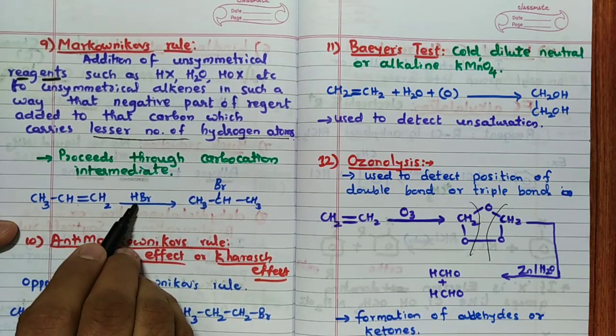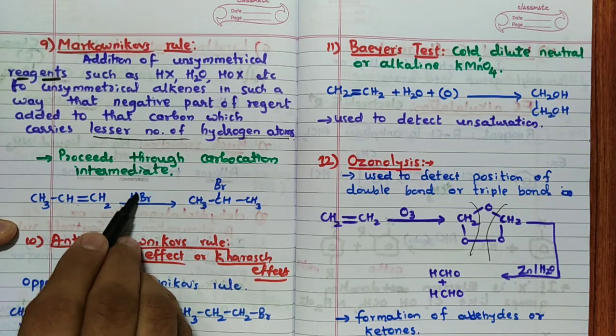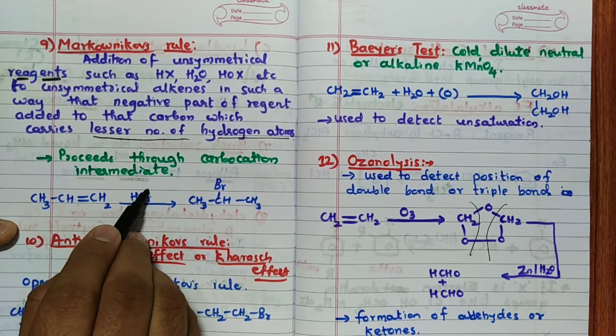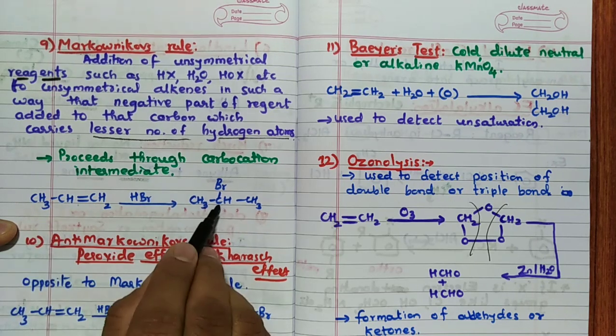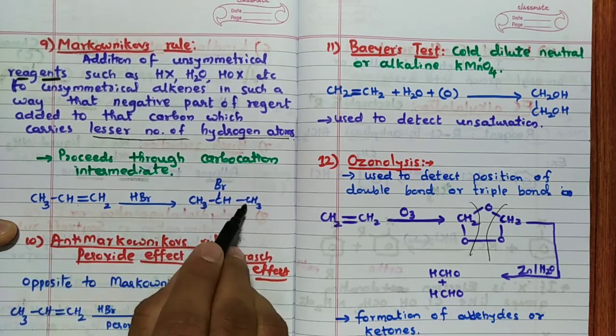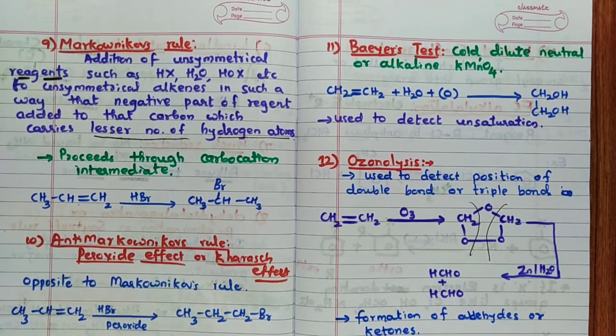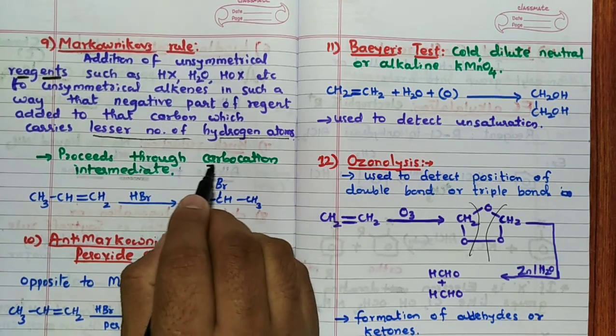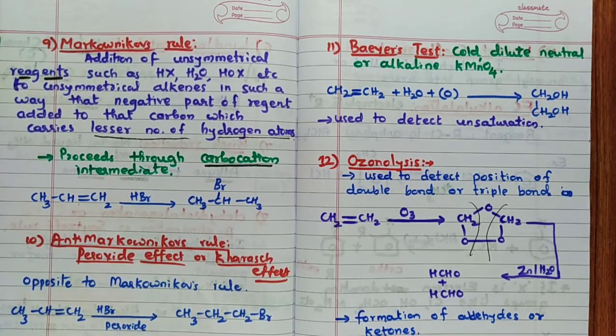See, HBr is there, correct? HBr is H plus, Br minus. I have taken Br minus to the carbon with fewer hydrogens, and H plus to this carbon, so CH3. Very simple. Important: remember, the intermediate formed is a carbocation.